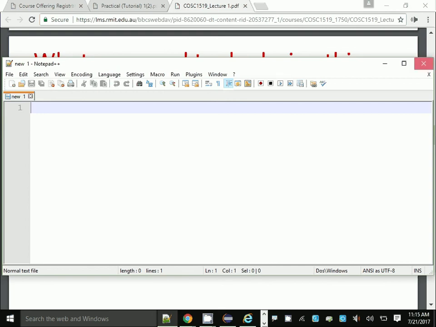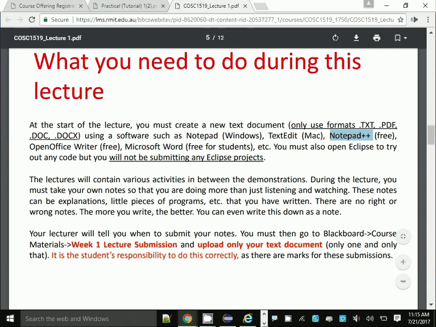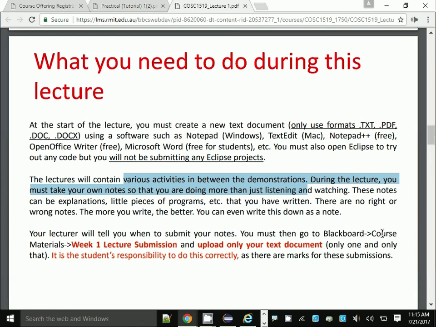Open it up right now. Create an empty document and start taking notes. So we will also have activities. And of course, I'll be demonstrating things in the lecture. I'm not just going to be reading off the slides.